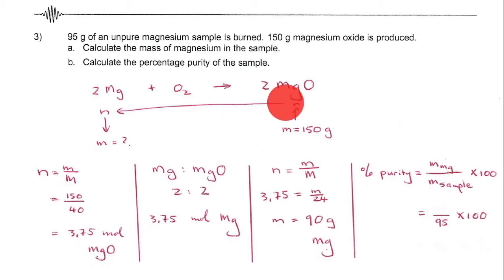So now we've worked back. Remember, with percentage purity, I'm always going to work back. And that tells me how much magnesium was really in that sample. So that was A, just the mass of magnesium. And then for number B, the percentage purity, we're going to put it in there. And 90 divided by 95 times 100 is going to give you 94,74. So that was question 3.